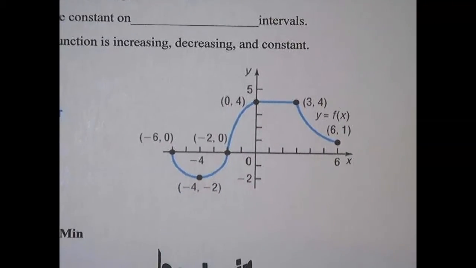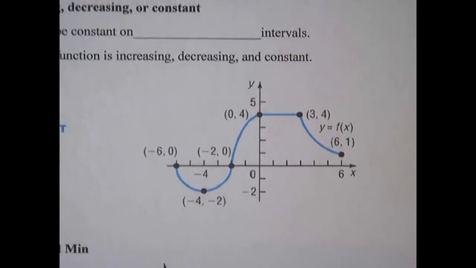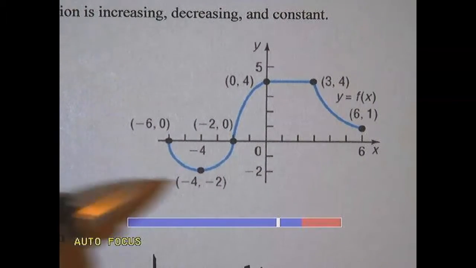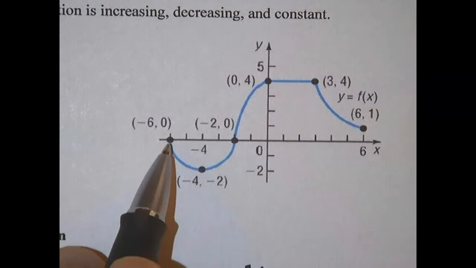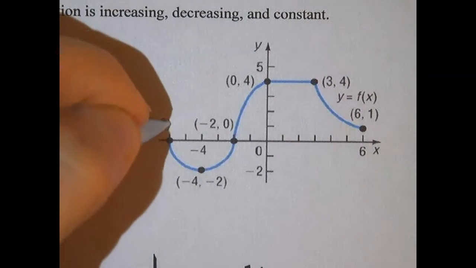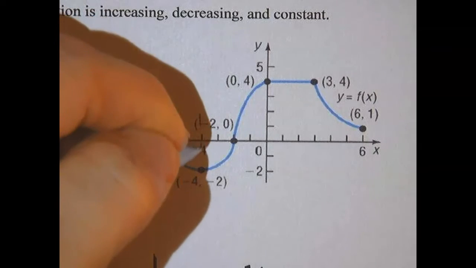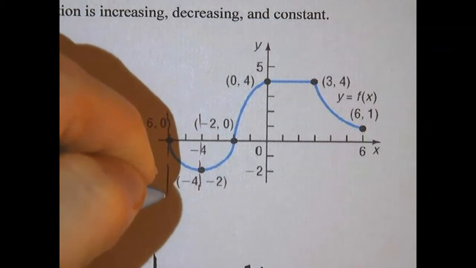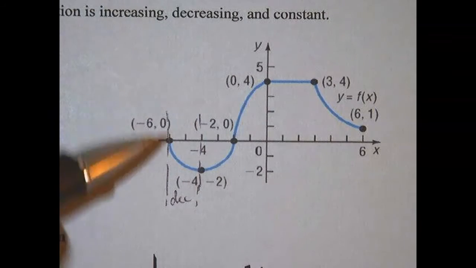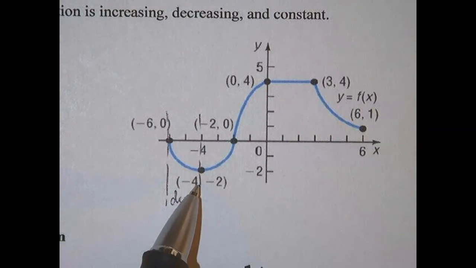Before we answer the question up above on what kind of intervals, let's just look at what we have here. We have a function that's decreasing from x equals -6 until it gets to x equals -4. So from here to here, the function is decreasing. And then starting at -4 and all the way up to 0.